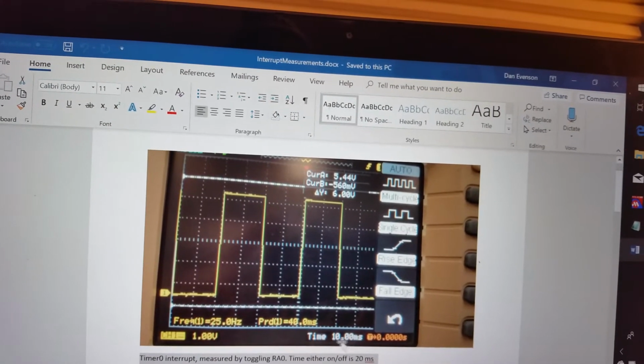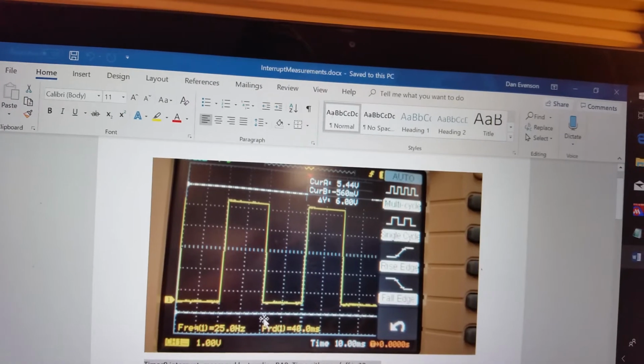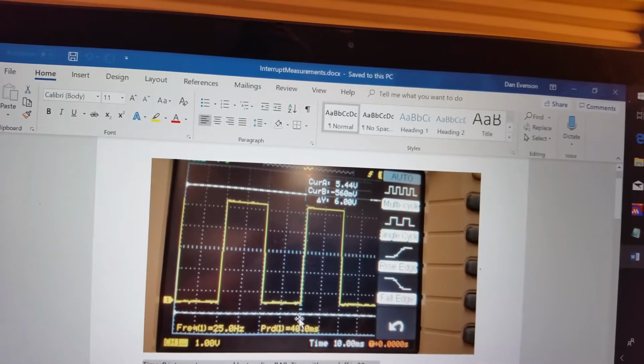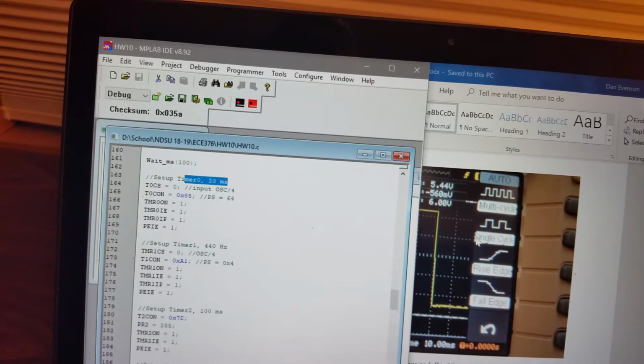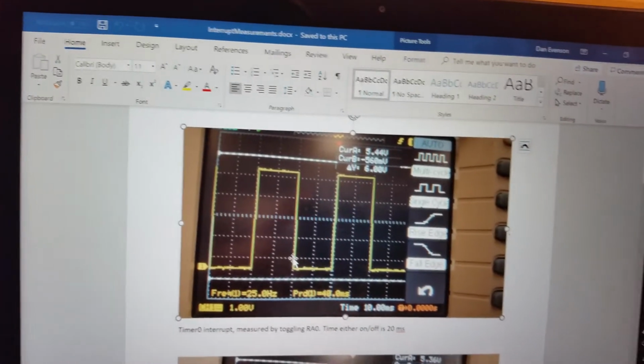So this is 10 milliseconds per division. So there's 10, there's 20. Timer 0 was supposed to be set to 20 milliseconds, so that lined up pretty well with my output here.